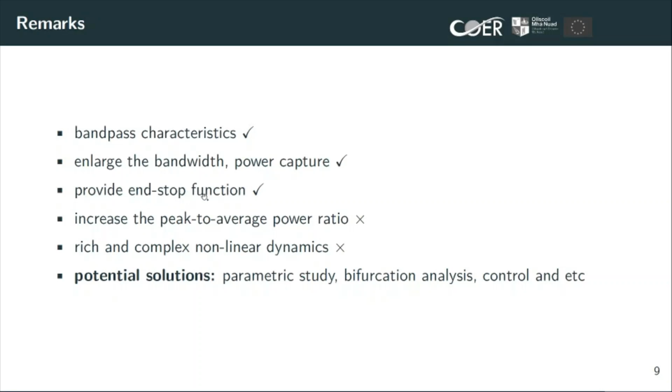The drawbacks are that the Weibull impact mechanism can also increase the peak to average power ratio and induce rich and complex nonlinear dynamics to the system. To overcome these two drawbacks, the potential solutions are that we can use parametric study or bifurcation analysis to optimize the system design, or use control methods to switch between possible orbits to tune or detune the system dynamics.